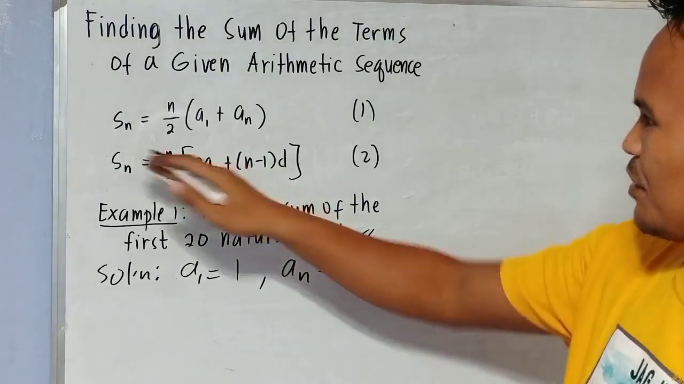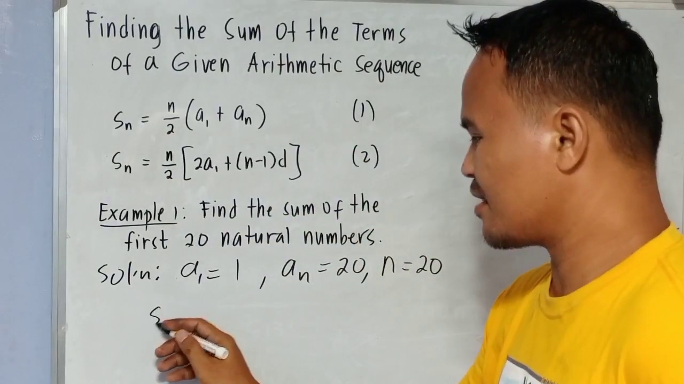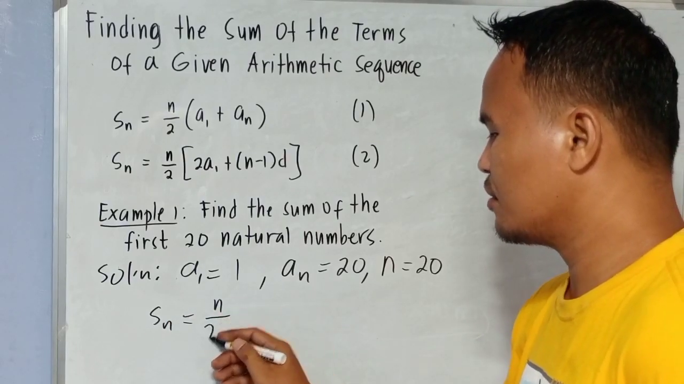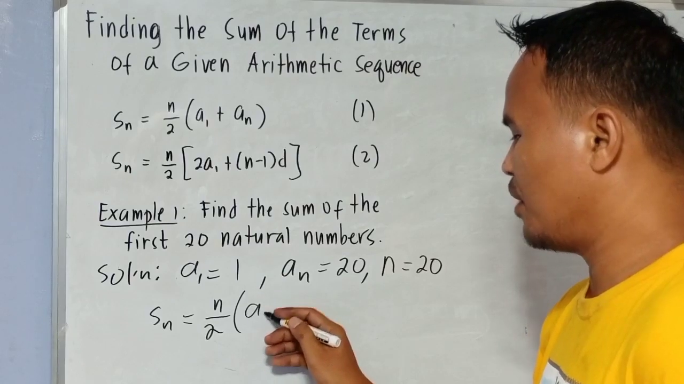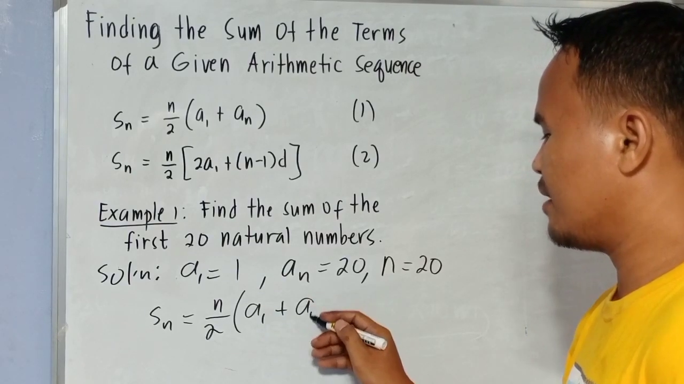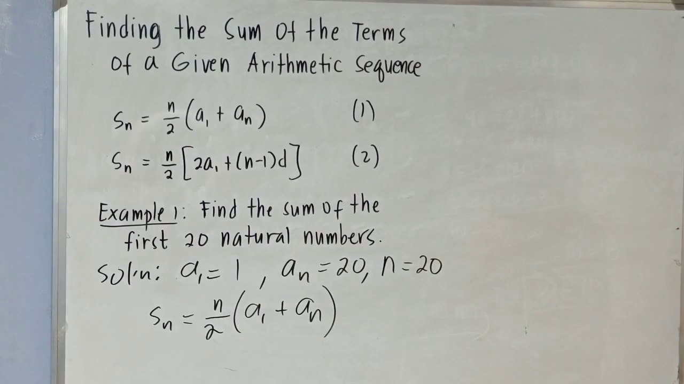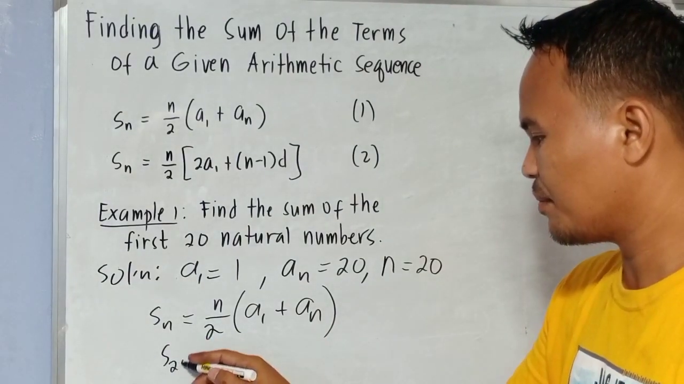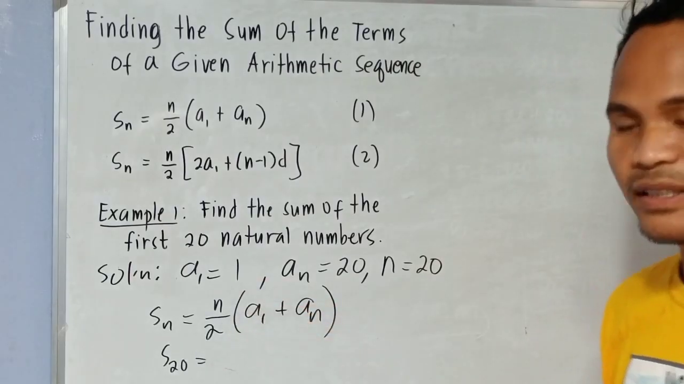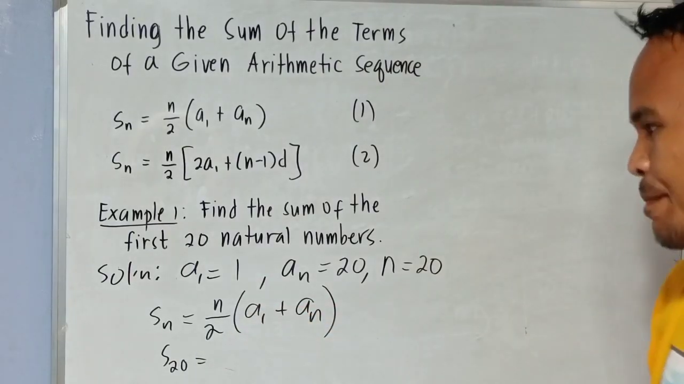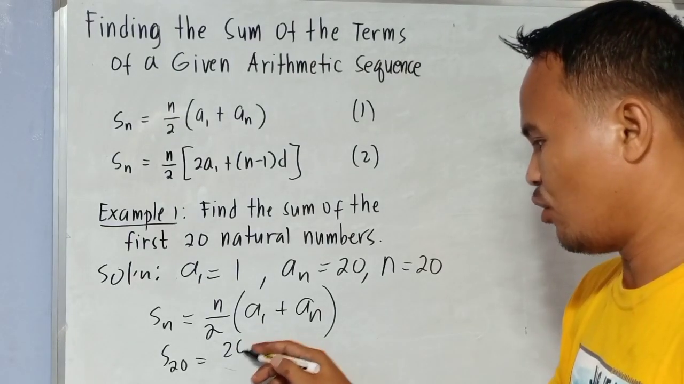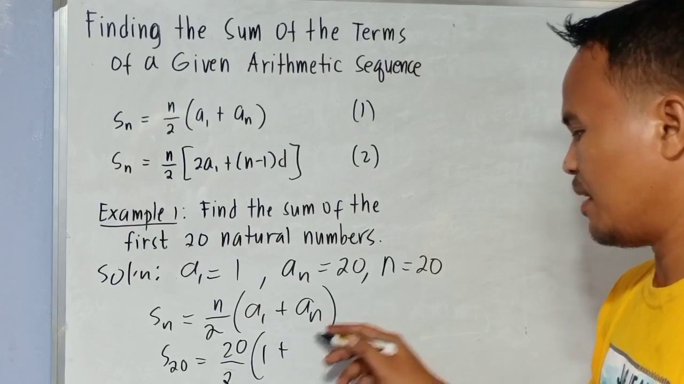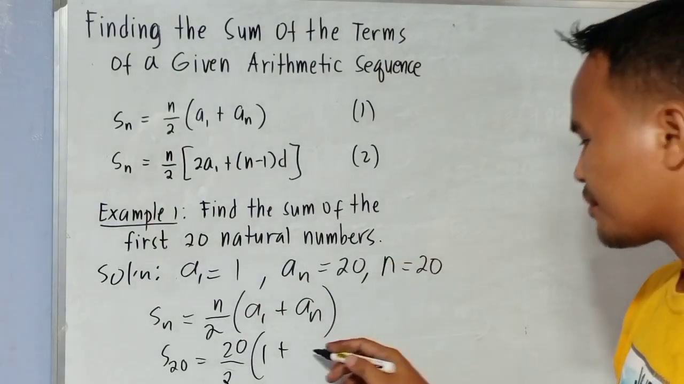Okay? So we can use the first formula. S sub n equals n over 2 times a sub 1 plus a sub n. Okay. Then substitute. S sub 20, meaning the sum of the first 20 terms. So 20 over 2, then the first term is 1, plus the last term is 20.